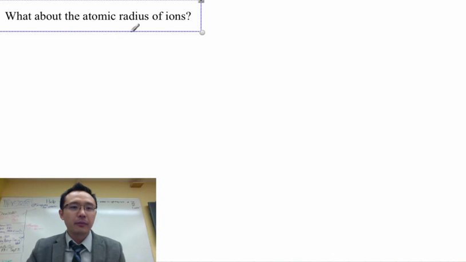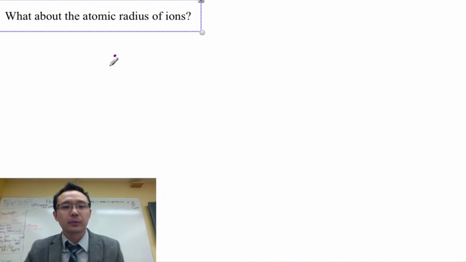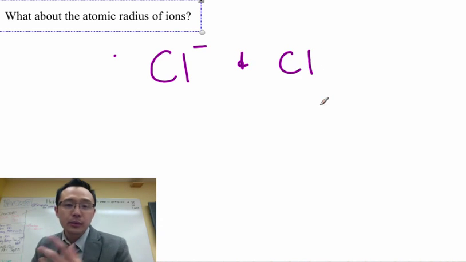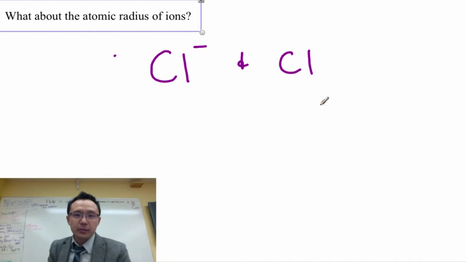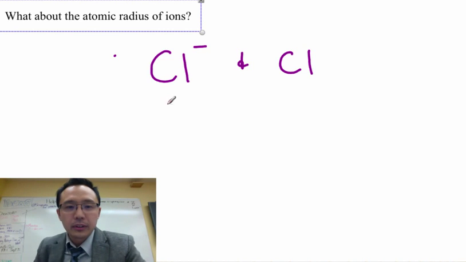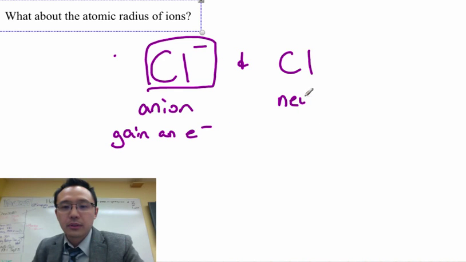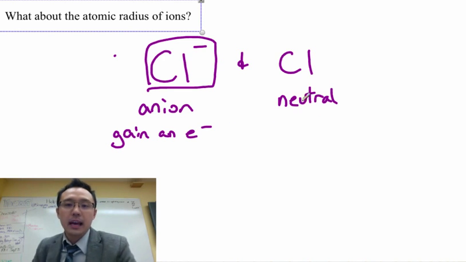What about atomic radius of ions? So what this means is that if you look at, say, Cl negative and compare that to Cl, which one would have a larger or smaller atomic radius? So in order to think about this, this is your anion. That negative means that it has gained an electron. This one is neutral, so it has the same number of protons and electrons.